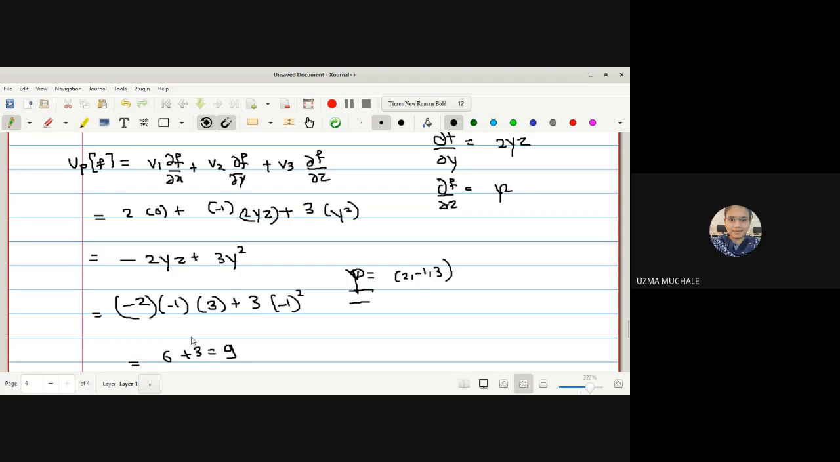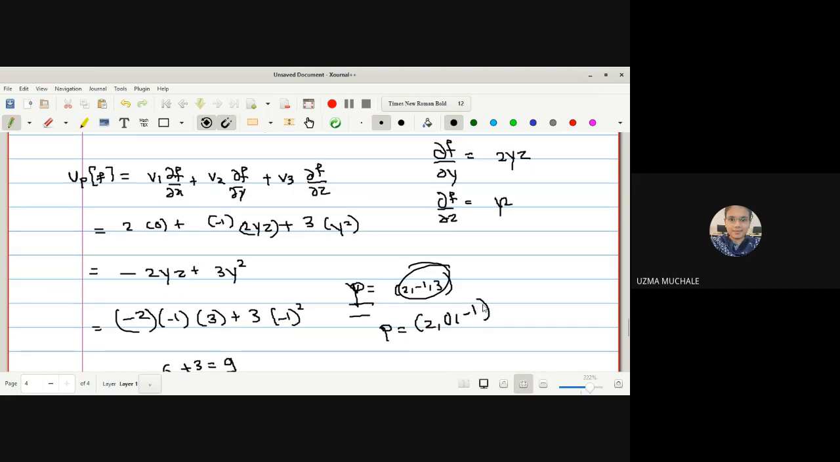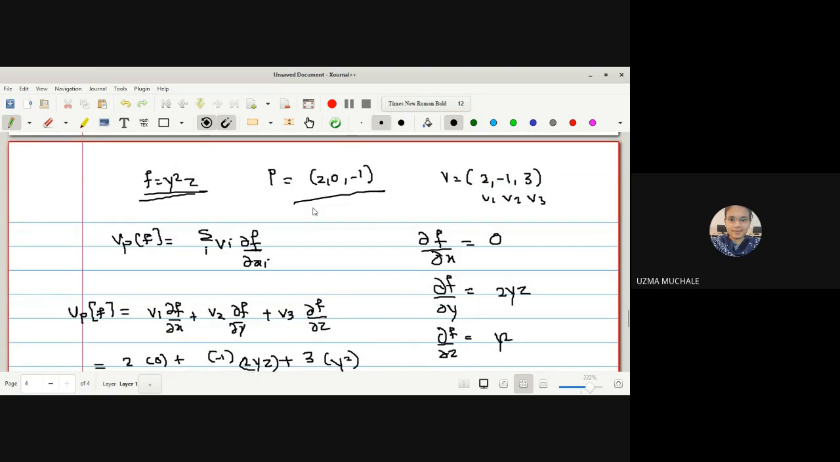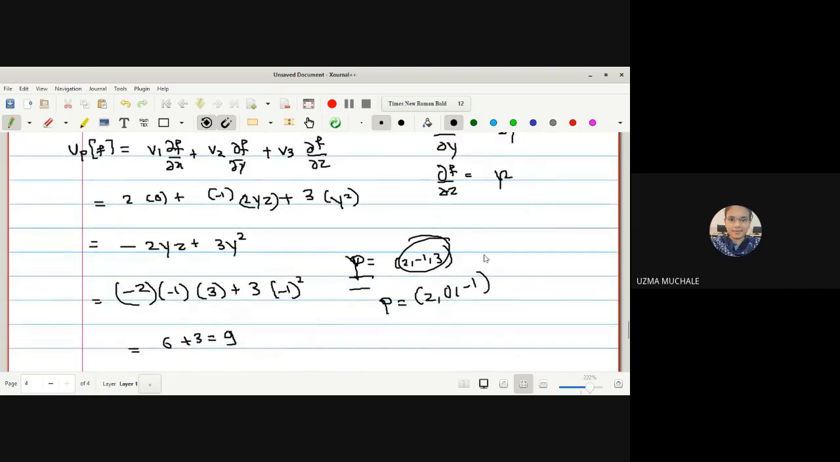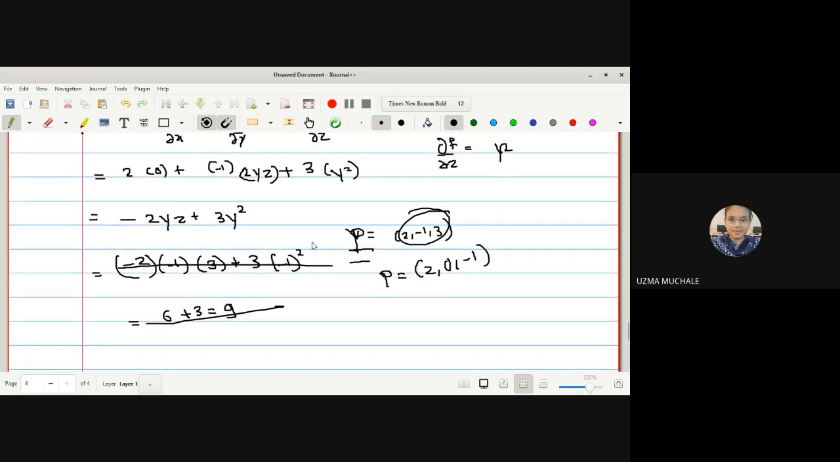What is the point P we are provided? 2, 0, minus 1, right? Point P is (2, 0, minus 1) and V is (2, minus 1, 3). So here I have used that. Sorry, here it is 2, minus 1, 3. This is your V1, V2, V3. But we have to evaluate this at point P.